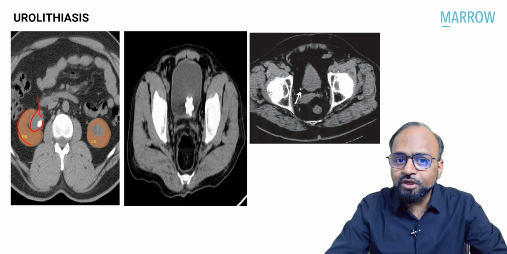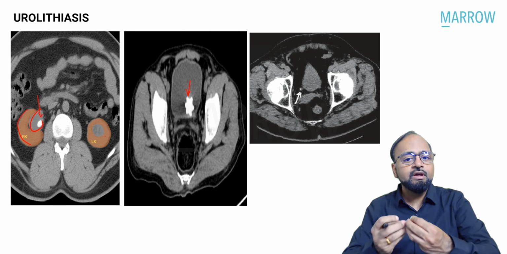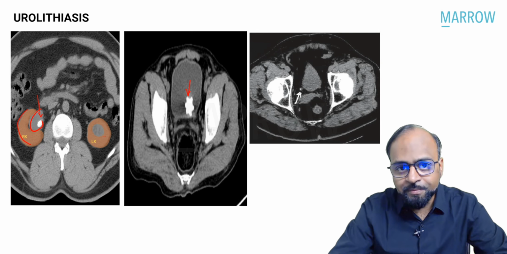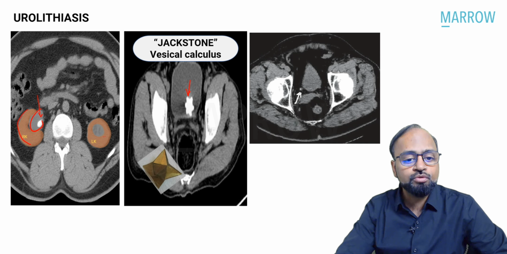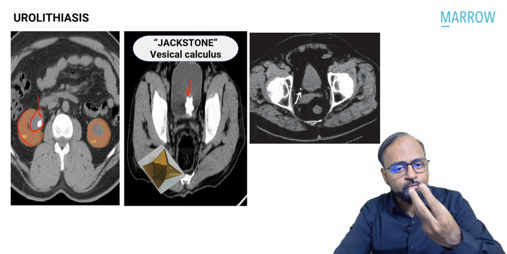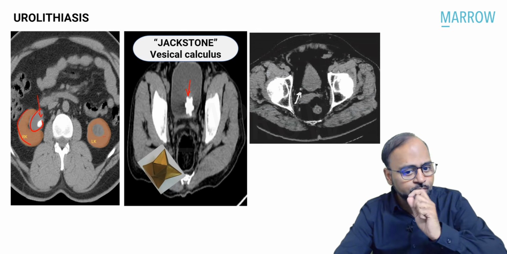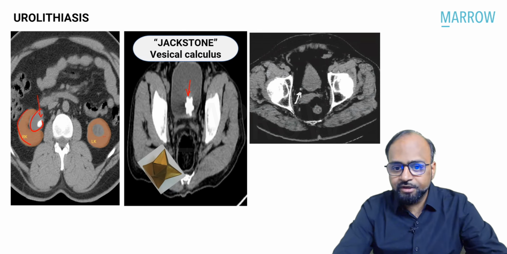Look at this peculiar calculus within the urinary bladder on the CT scan image. It is taking a very pointed or spiculated shape. This looks like a jackstone. So this is what is called a jackstone vesical calculus. They are calcium oxalate monohydrate calculi. They are very fragile, so if you put a cystoscope within the bladder, they can be fragmented and then those fragments can be retrieved out.